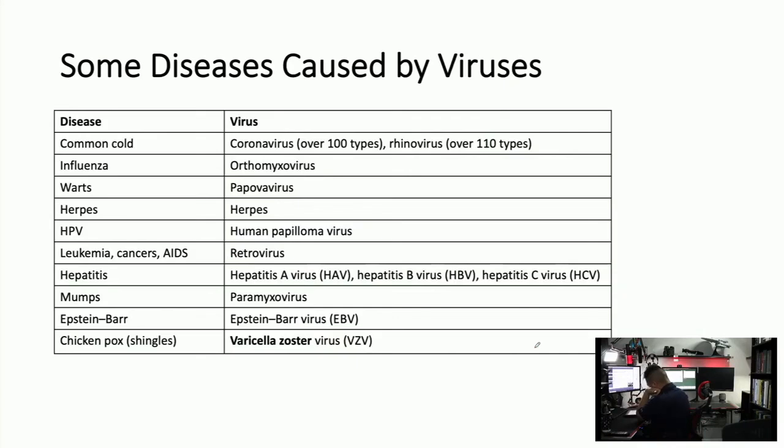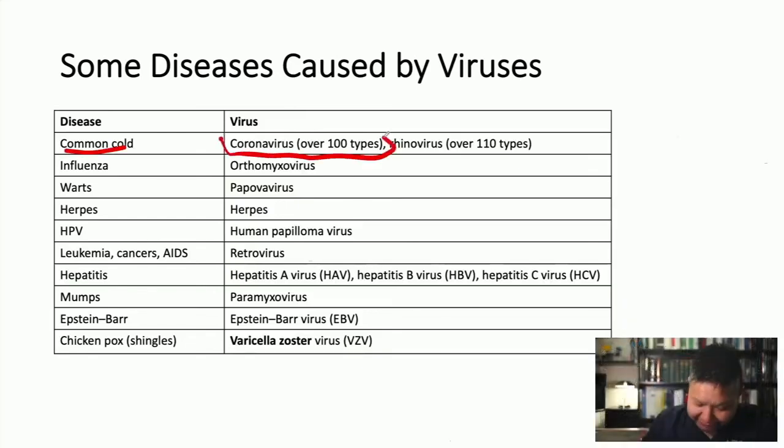So here are some diseases that are caused by viruses. And this is very interesting because everybody knows about coronavirus now, right? But before, when people were talking about COVID-19, you thought that it was a brand new thing, but it turns out that the common cold is produced by coronaviruses. There's over 100 types of coronavirus.